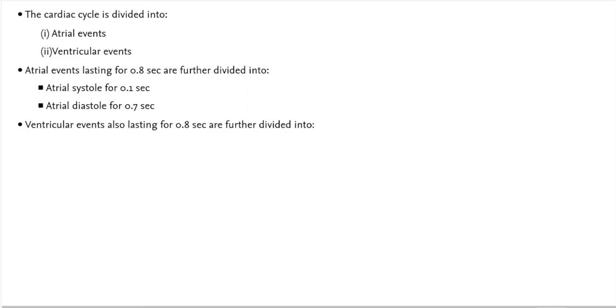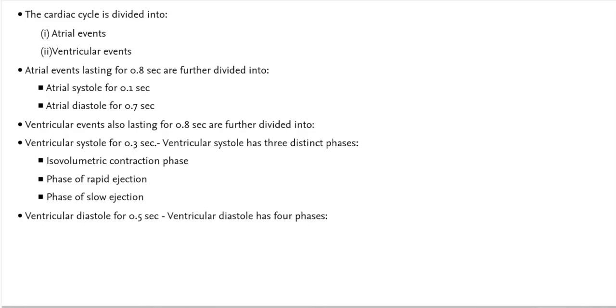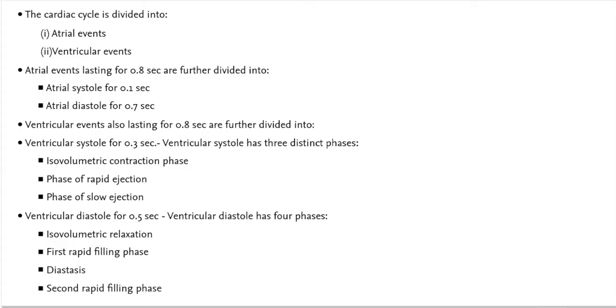Ventricular events also lasting for 0.8 second are further divided into ventricular systole for 0.3 second. Ventricular systole has three distinct phases: isovolumetric contraction phase, phase of rapid ejection, and phase of slow ejection. Ventricular diastole lasts for 0.5 second and has four phases: isovolumetric relaxation, first rapid filling phase, diastasis, and second rapid filling phase.